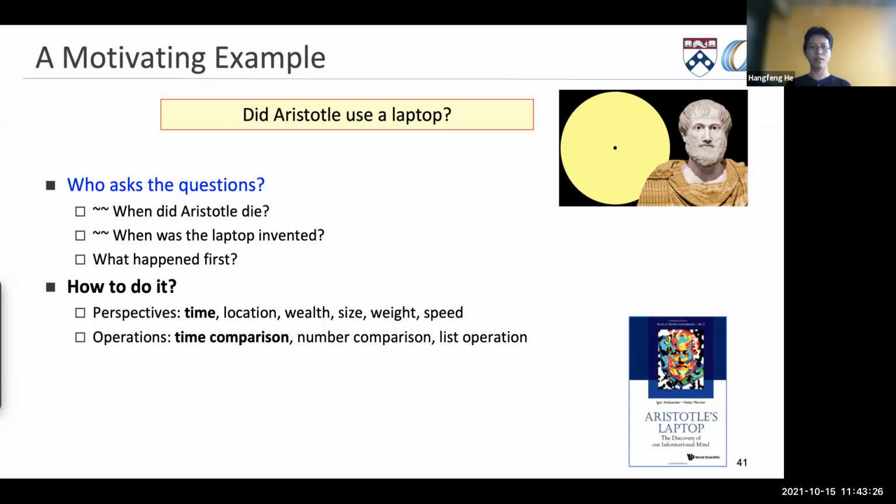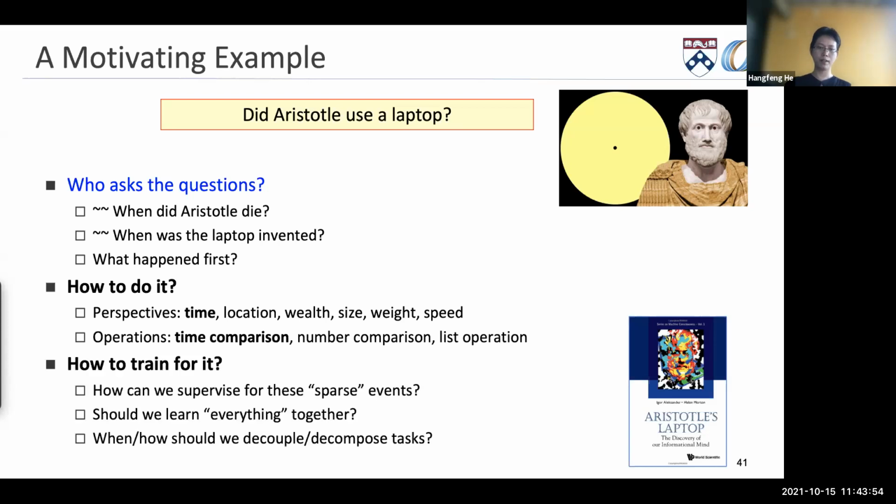There are many perspectives such as time, location. As long as there's one perspective where we can find some contradiction for the question, then the answer should be no. But even though we know this question is relevant to the time perspective, we also need to determine the operation. So the operation is the third sub-question, what happened first. Here, this operation is time comparison, but we can actually have other types of operations. Therefore, it's quite hard for us to supervise these sparse events because we cannot learn everything from scratch. We definitely need to decompose the tasks into smaller ones.